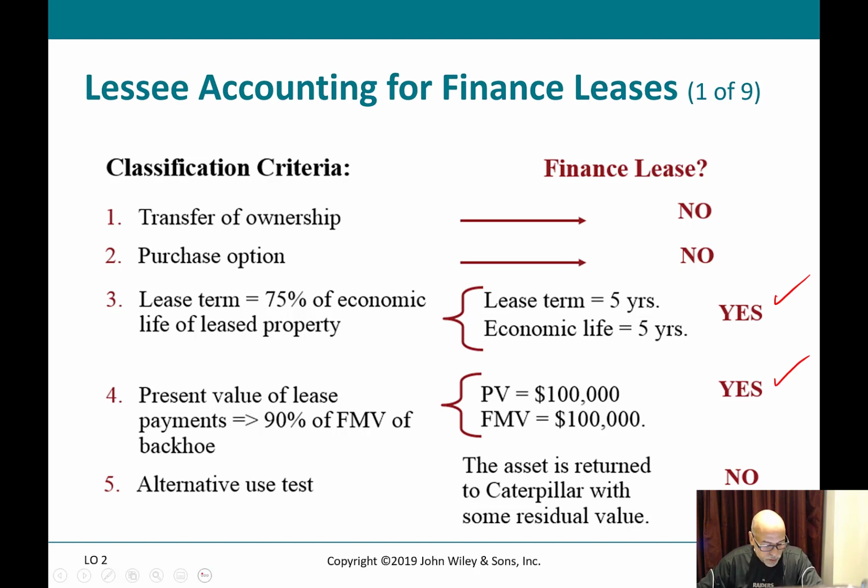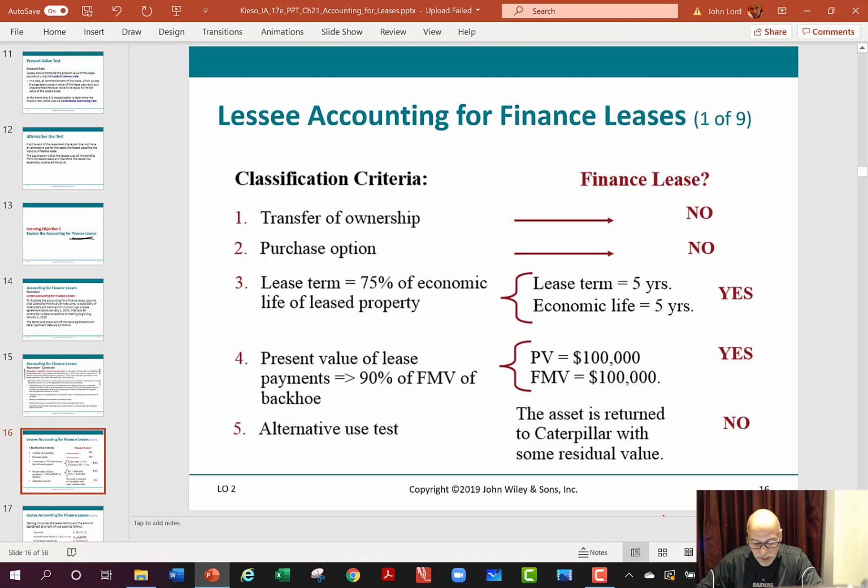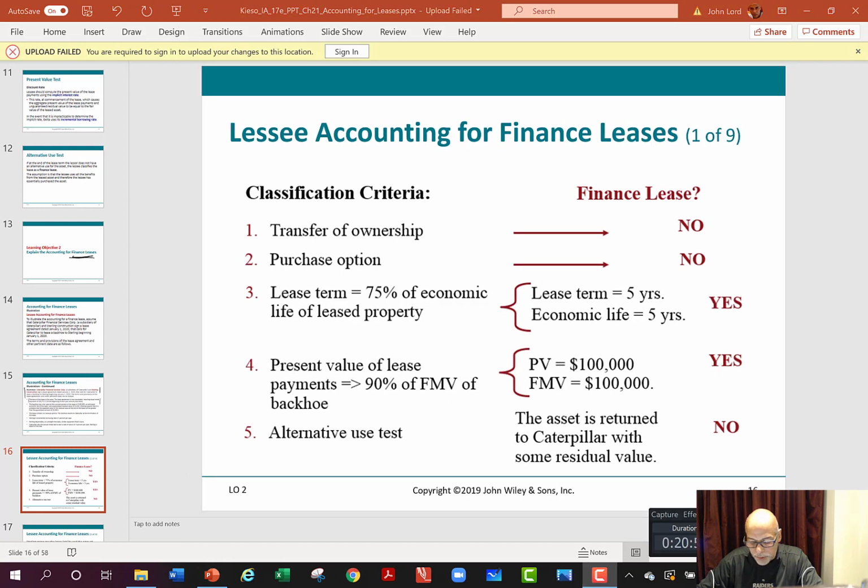So now we can go ahead over to the next slide, and we can start to take a look at how we're going to apply, now that we know that we have a finance lease, that information to do the accounting for that finance lease. And we'll do it from the standpoint of the lessee and then from the lessor.